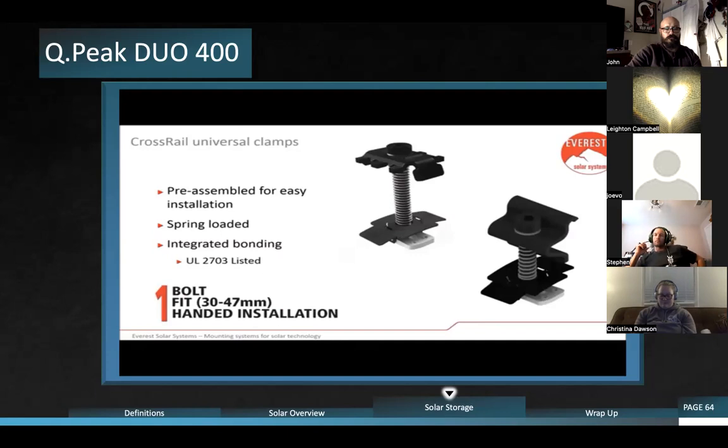Another benefit is that it's truly universal. You don't have to stock multiple different clamps for different sizes of modules. Our universal clamp fits 30 to 47 millimeter modules.